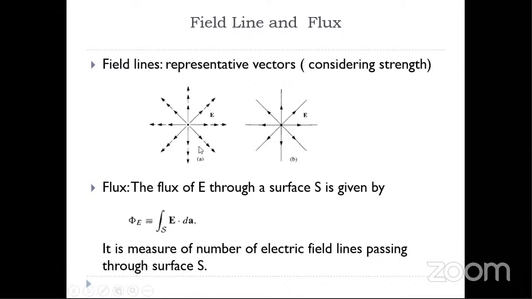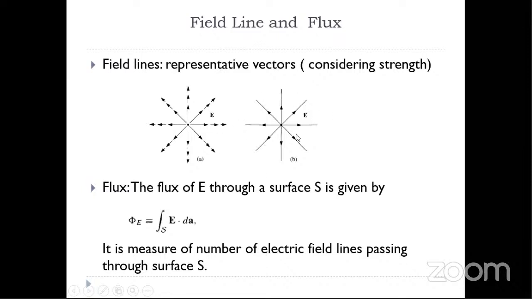The same representation is replaced by another representation. What is that another representation? This representation is known as the representation of field lines. So we replace vectors by lines to explain the nature of the electric field.